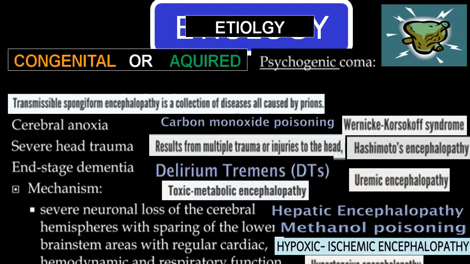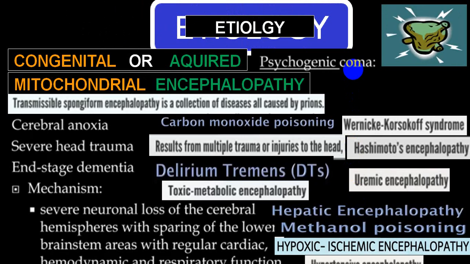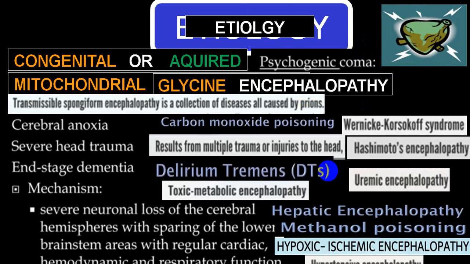And do not forget psychogenic, where there is no damage to the brain, but the person mimics altered level of consciousness. There is also one congenital variety we call mitochondrial encephalopathy, glycine encephalopathy.